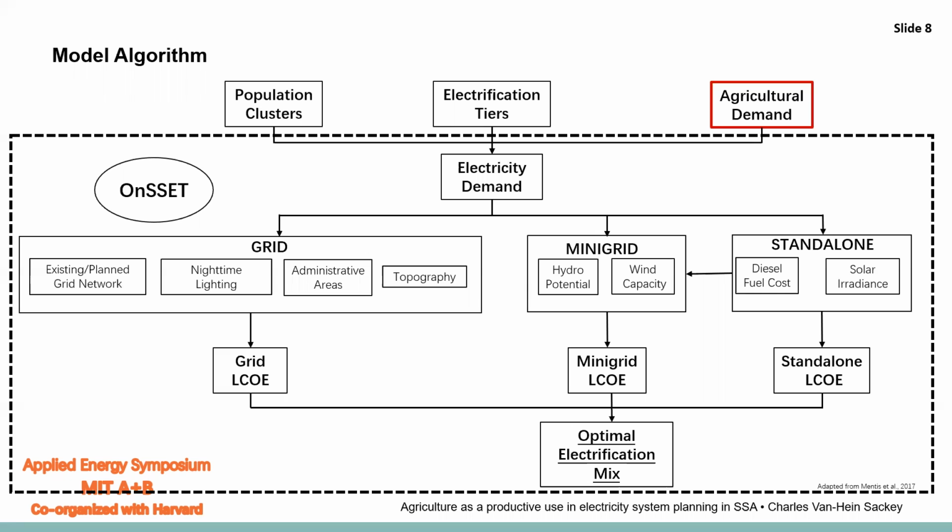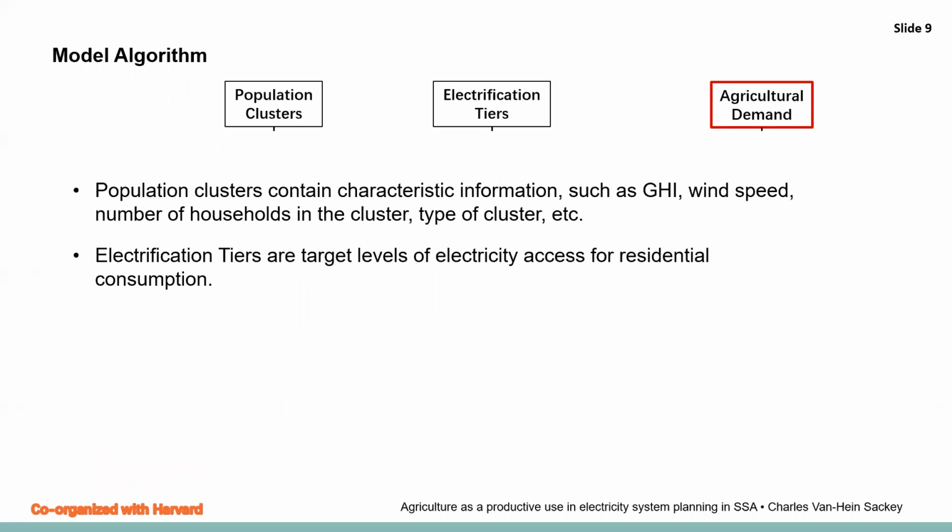The parts contained in the dashed boundary are in the OnSSET model, and the parts external to the dashed boundary are the necessary input data. I will now discuss the input data for the model. To begin with, OnSSET uses a population cluster dataset from the World Bank Global Electrification Platform website that contains relevant data such as the number of households, whether the cluster is rural or urban, and technical data such as the global horizontal irradiance and wind speed, among others, for each cluster in a given country. And a cluster can be understood as a group of households, which for our case study on Ethiopia can vary from as few as 2 households to as many as over 1 million households.